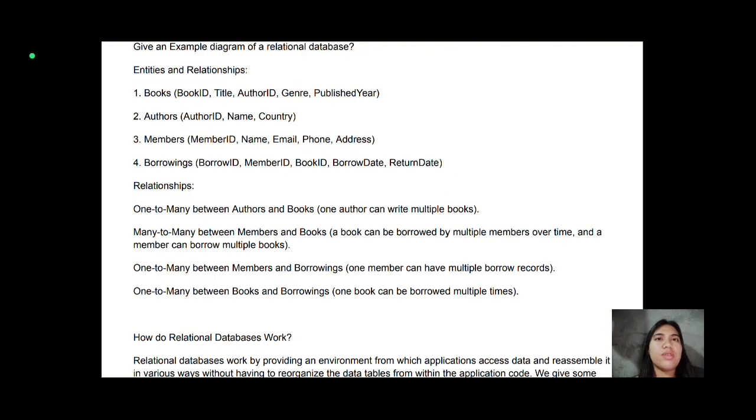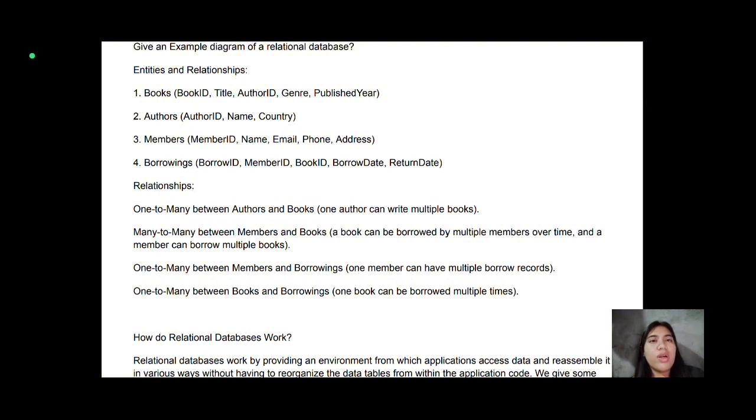Entities and relationships. Books: Book ID, title, author ID, genre, and publisher. Authors: Author ID, name, and country. Members: Member ID, name, email, phone, and address. Borrowings: Borrow ID, member ID, book ID, borrow date, and return date.